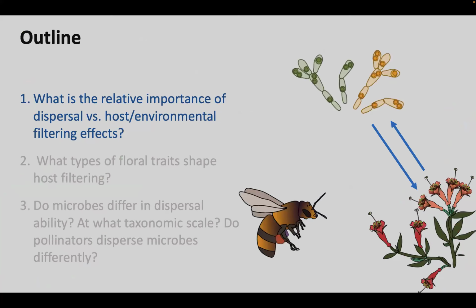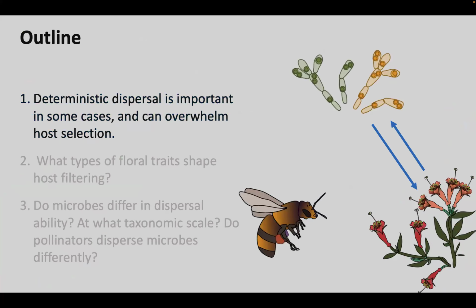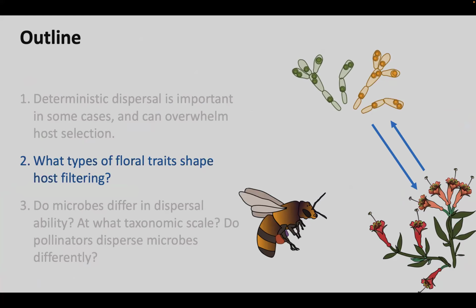Okay, question 1, done. What's the relative importance? I think it's mostly dispersal, but in some cases it can overwhelm host filtering. Now new data, okay? What types of floral traits shape host filtering?